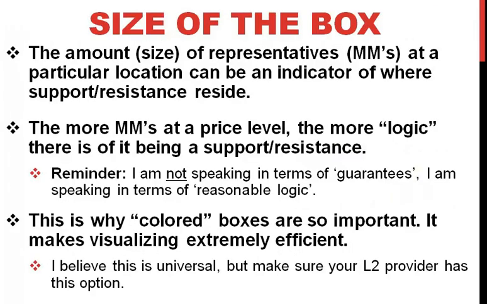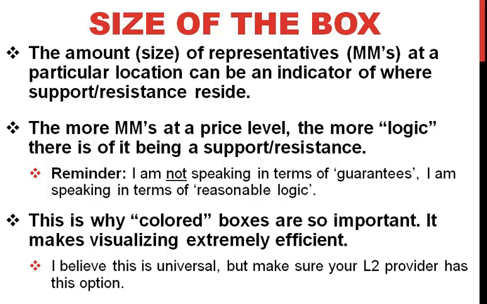You know what the box is. If I say the bid box, you're going to know that I'm talking about the market makers on the left side of the level 2. If I say the seller box or the ask box or the people up on stage, you know that I'm talking about the right side of level 2. Those are the people wanting to sell. So the size of the box, the amount of representatives at a particular location, can be an indicator of where support and resistance reside.